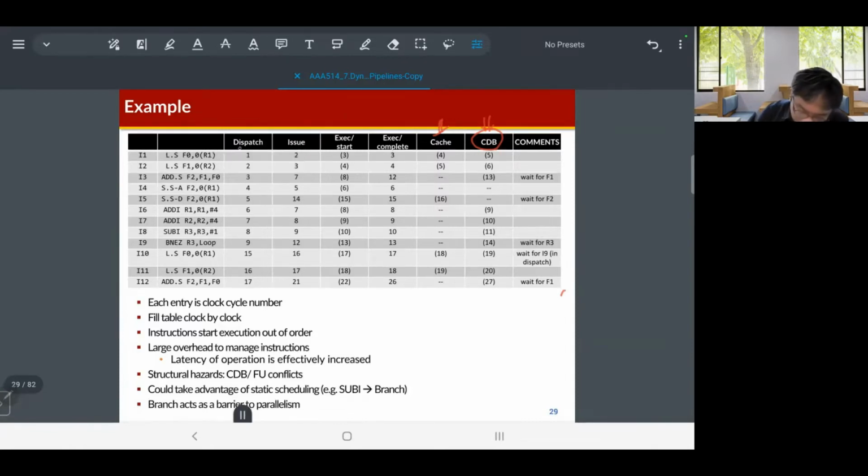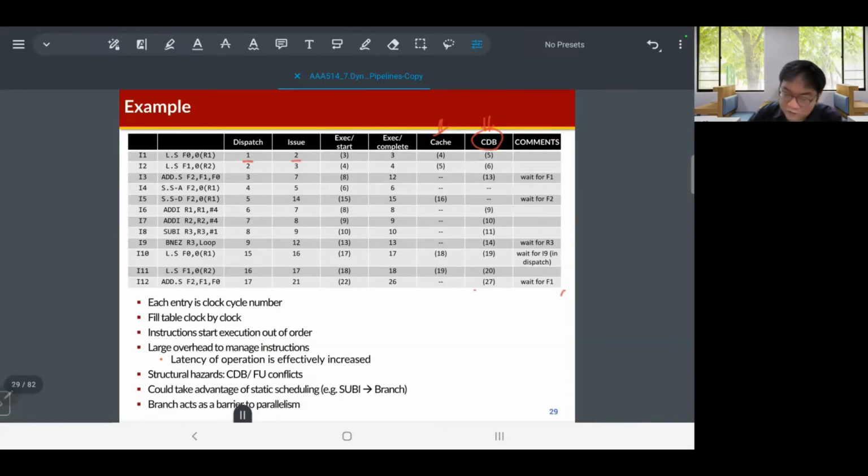Sorry about that. Dispatch means that the instruction is delivered to the issue queue, which means that the instruction can be dispatched if the issue queue has an available slot. Then when the execution unit is ready for executing instructions, the instruction can be issued.